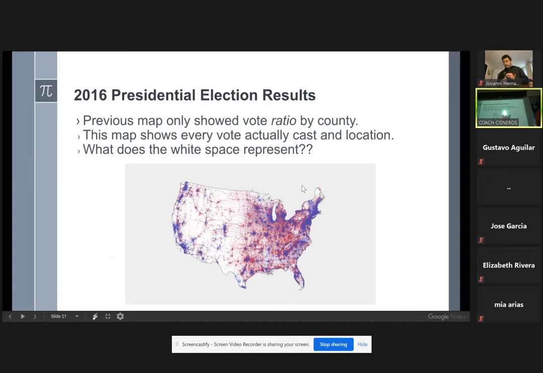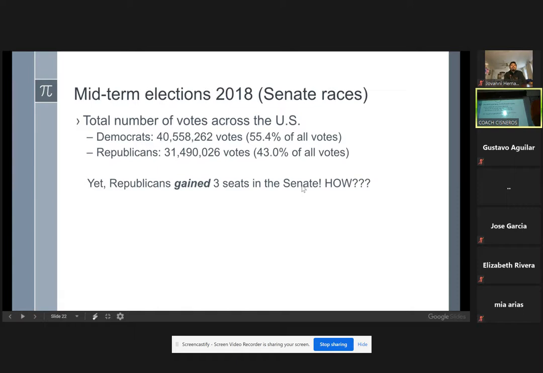So the Senate is another different race that we could be looking at. We go back just 2 years to the 2018 Senate midterm elections. Overall, in the entire United States, there were 40 million votes cast for Democratic senators. And there were only 31 million votes cast for Republican senators. What happened in 2018, though? Republicans gained 3 seats in the House. Okay, this is a fact. How is it possible that Republicans gained 3 seats when Democrats outvoted them by 9 million votes?